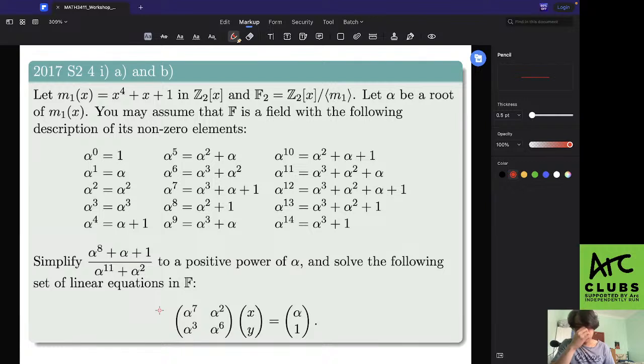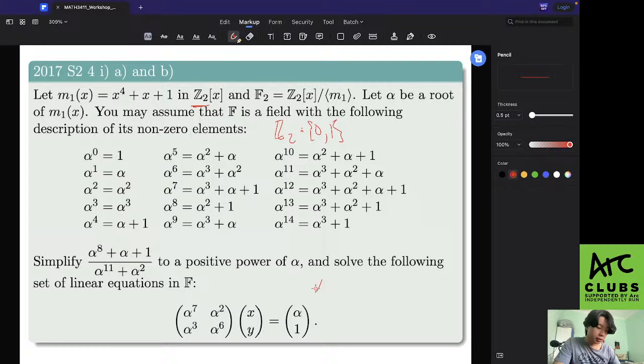So let's look at an actual question. In the question, they give us the polynomial, which is x squared plus x plus 1. And we know that we're working in the field Z2. So in Z2, the numbers are just 0 and 1. Let's say alpha is a root of m1. Usually we have to do the multiplications ourselves, but they're pretty simple.